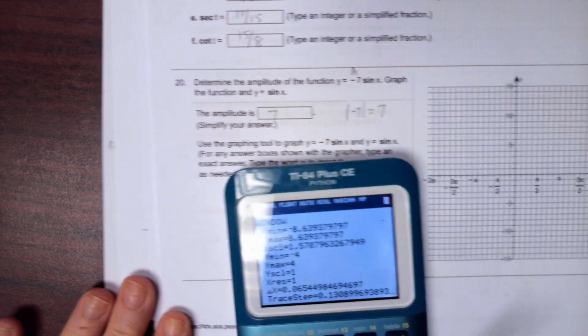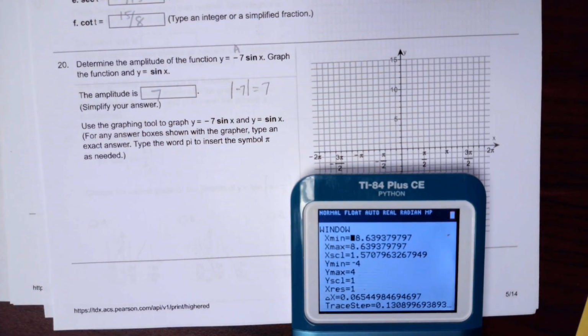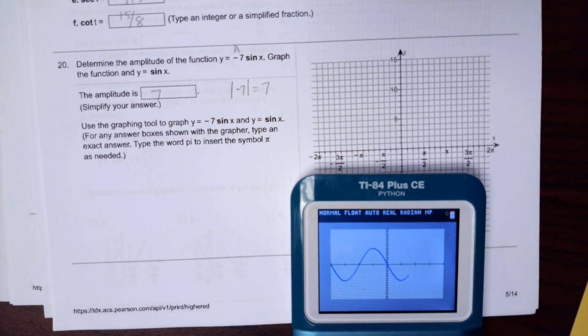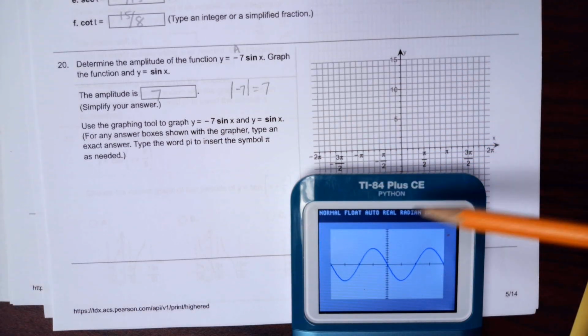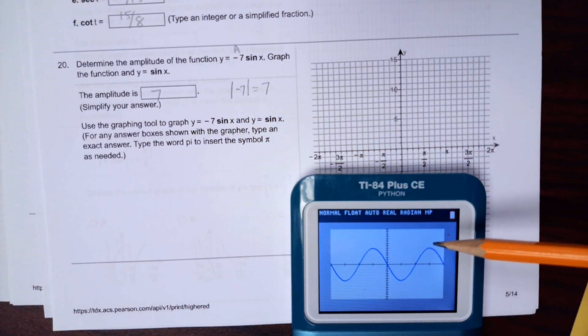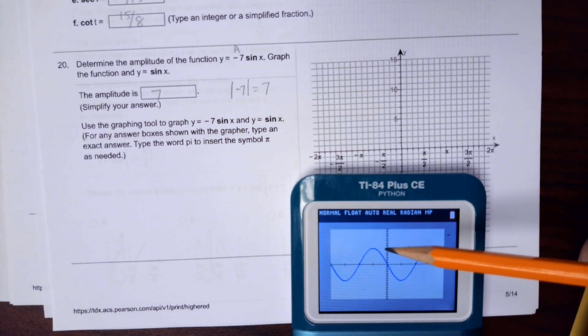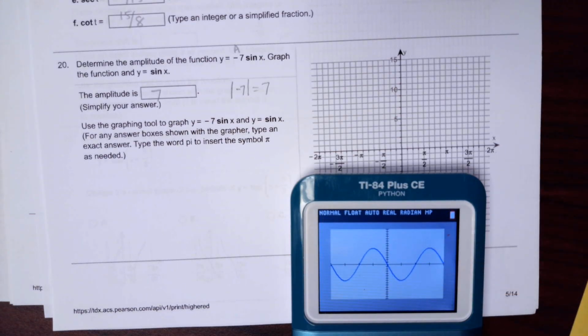This window goes from negative 2 pi, and the x maximum is 2 pi. The y minimum is negative 15, and the y maximum is 15. You can leave the others the same. Once you change your window to match the window of the graph given, you can sketch your graph right there. You can see where it hits 0, where it hits 1, or 7 in this case. You can see all the values there.